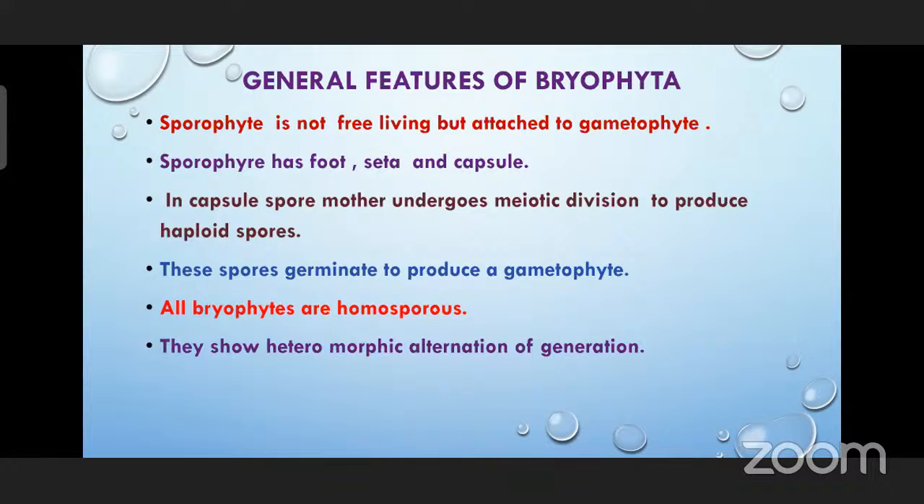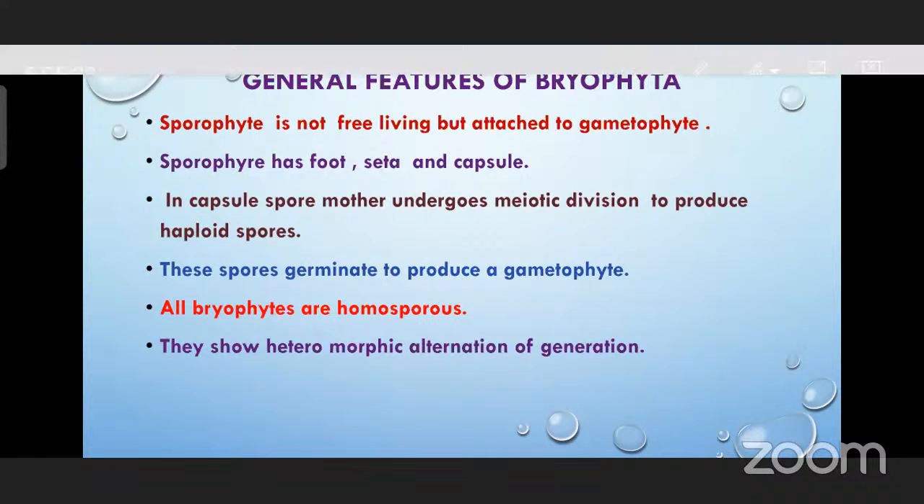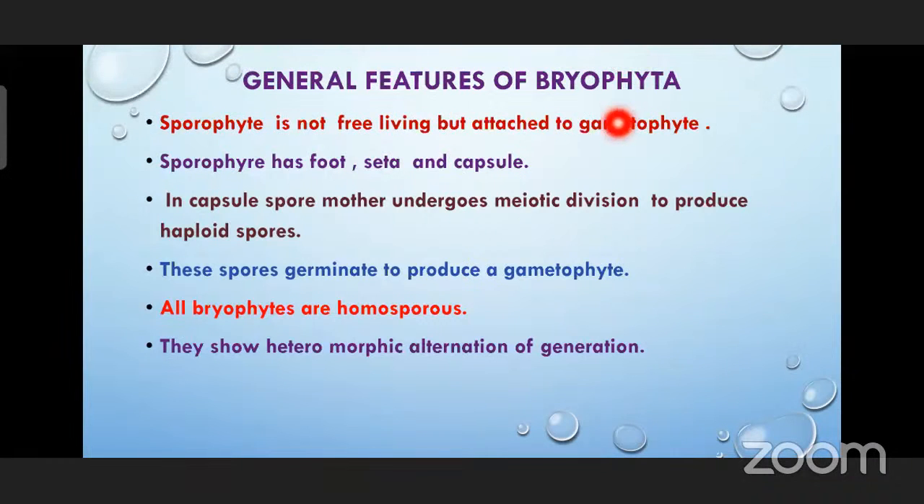They show heteromorphic alternation of generation. Heteromorphic means changing. In the first generation, they are gametophyte, and in the second, this gametophyte gives rise to a sporophyte. These sporophytes release haploid spores, and these spores on germination become a gametophyte again. So gametophyte is followed by sporophyte. This is nothing but alternation of generation, that is hetero. Hetero means different, heteromorphic alternation of generation.